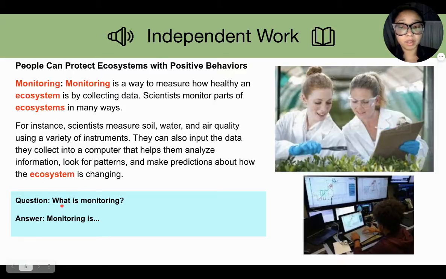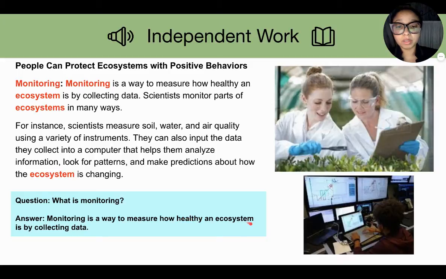Here's your question. What is monitoring? You can start your answer by using monitoring is. You can pause the video now to reread this part of the text on your own. Then you can press play to continue the video. Monitoring is a way to measure how healthy an ecosystem is by collecting data.